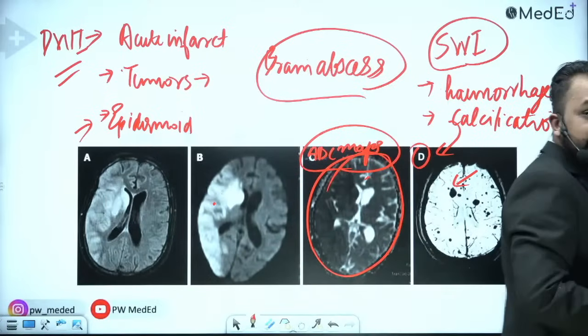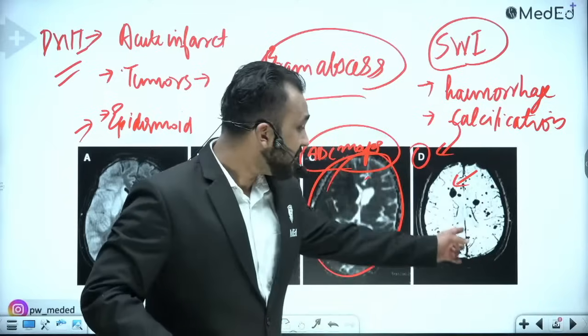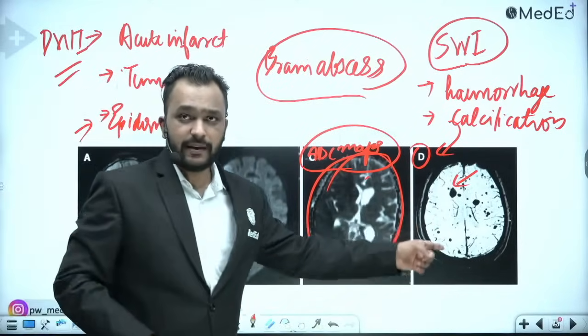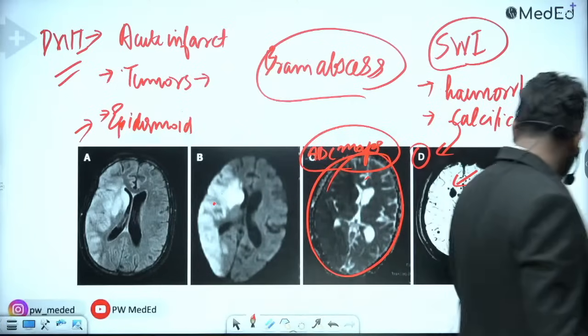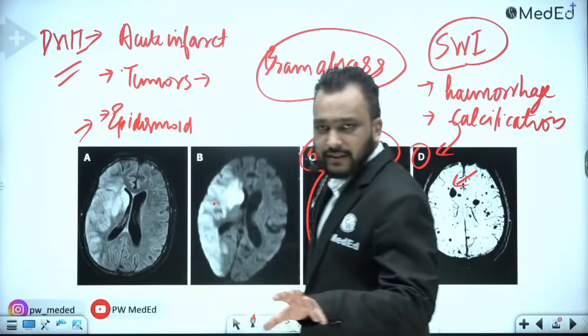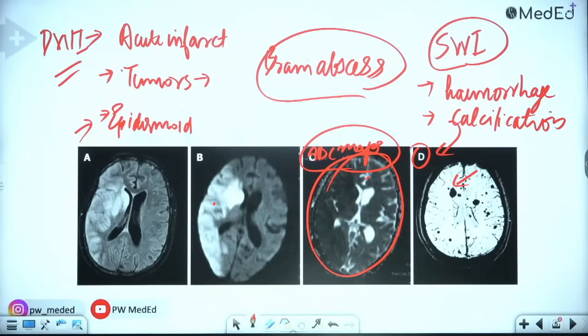Your microbleeds, which are seen in patients of hypertension, are very well visualized on this sequence. That is your susceptibility weighted imaging, right? So is everyone clear with all the sequences? And how to identify a diffusion weighted image?